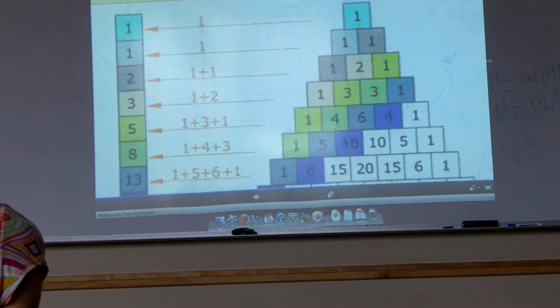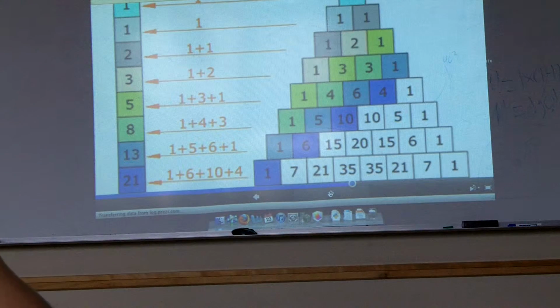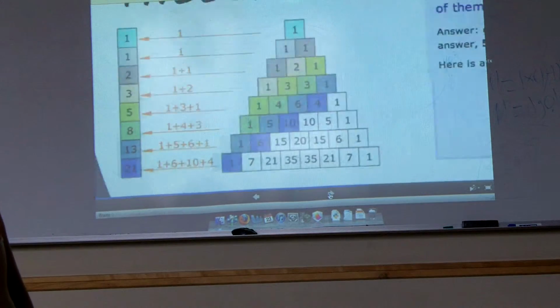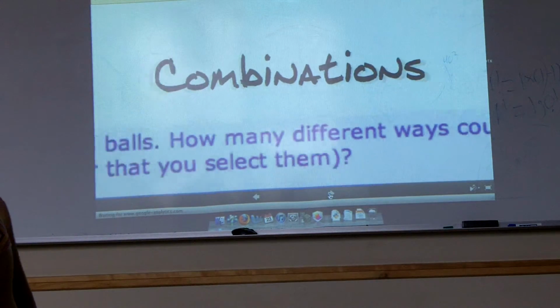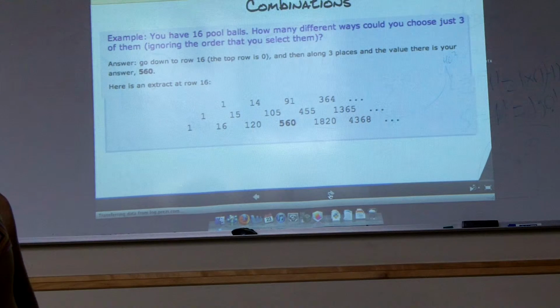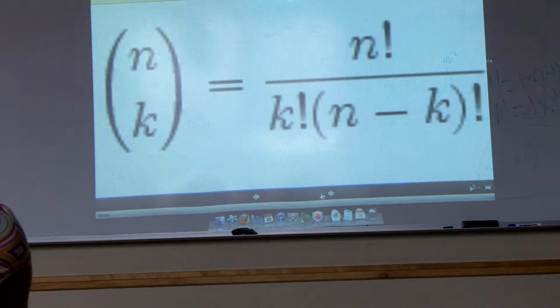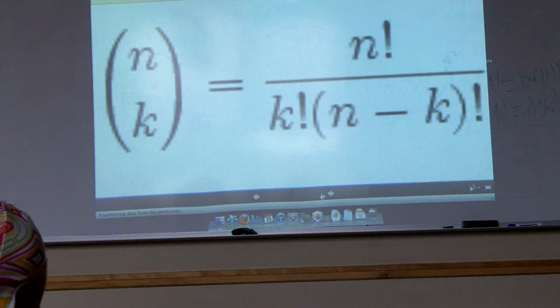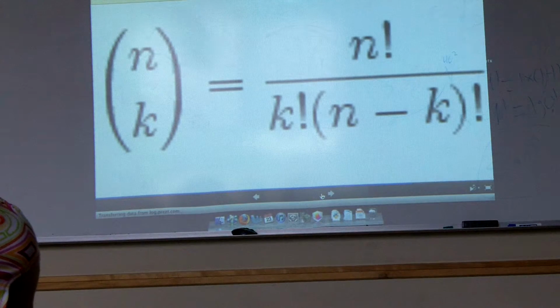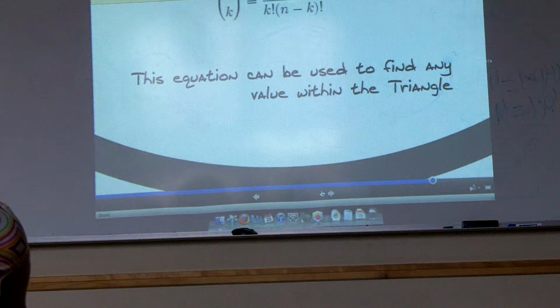And some patterns you can see. You guys know what this is? Fibonacci. Yeah, Fibonacci sequence stuff. And then here are some combinations. If you pick out several numbers from the triangle, you can get several combinations. And if you use this equation, you can get any number in Pascal's triangle.